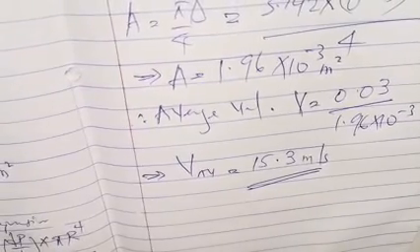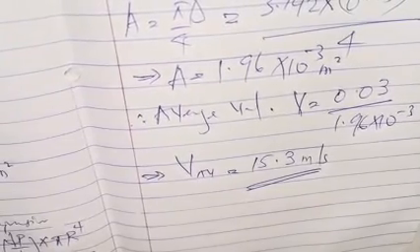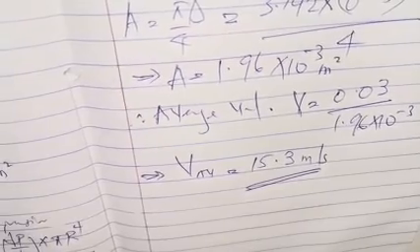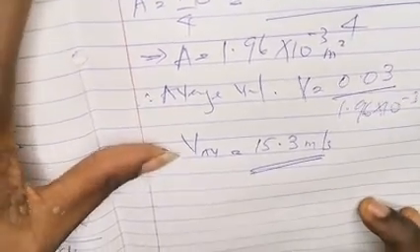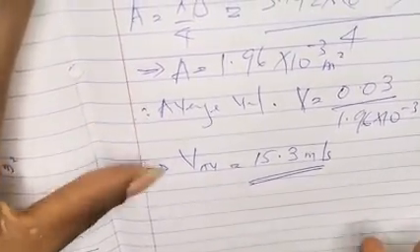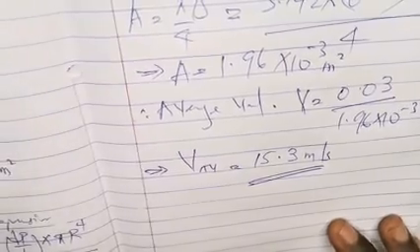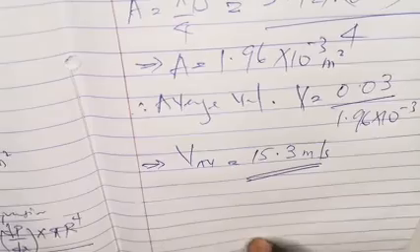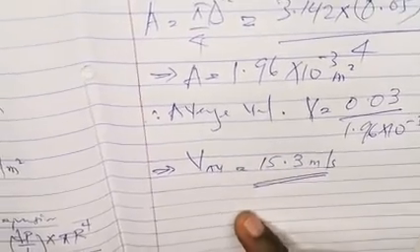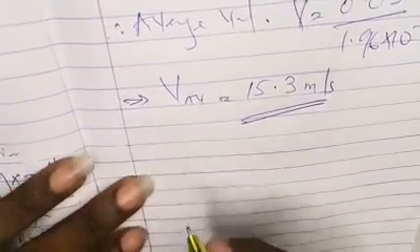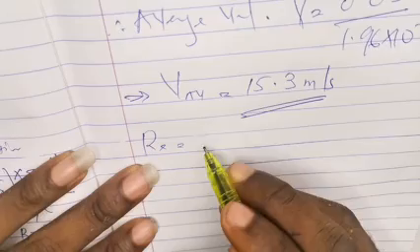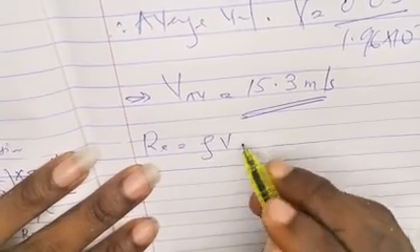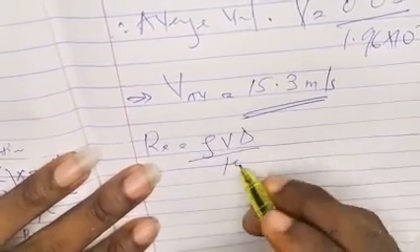Now, another condition in the question says confirm laminar flow condition. So we need to confirm if truly this fluid undergoes a laminar flow. To confirm that, we have to employ the Reynolds number. So Reynolds number, recall, is equal to rho Vd all over mu.